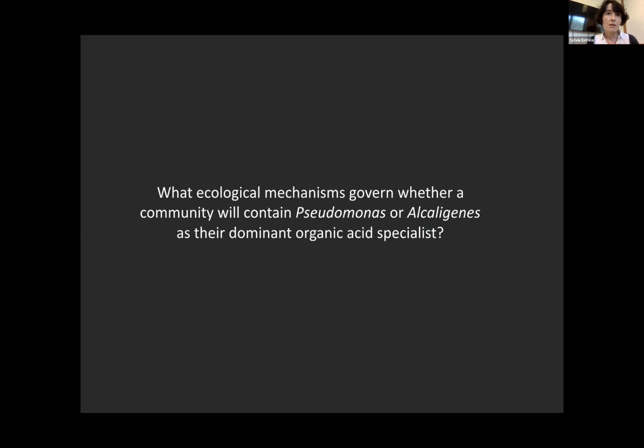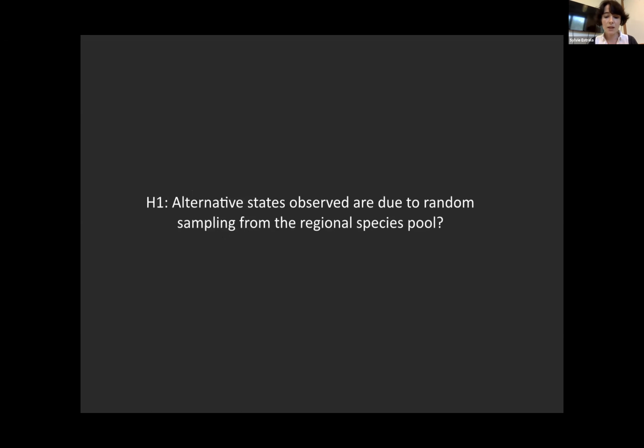So now the question is, what ecological mechanisms govern whether a community will contain Pseudomonas or Acinetobacter as their dominant organic acid specialist? And so the first hypothesis is random sampling. The idea is very simple. Because communities assembled in a closed system, without immigration, any community where Acinetobacter or Pseudomonas was not inoculated initially, from the initial species pool, will also not have those strains at the end of the experiment.